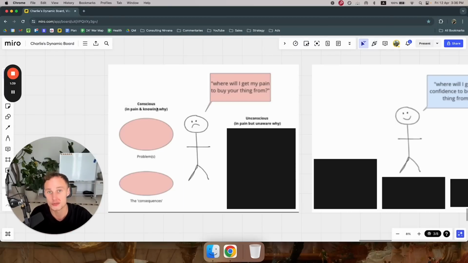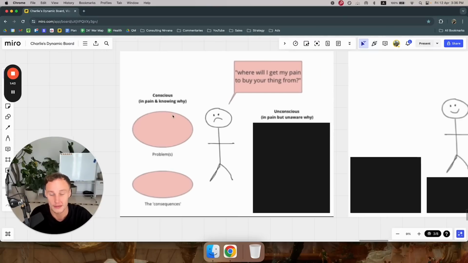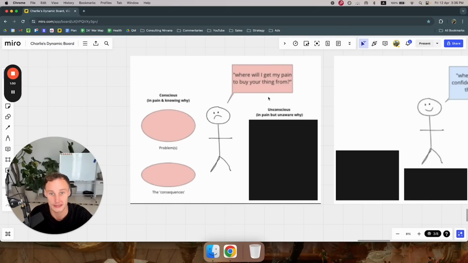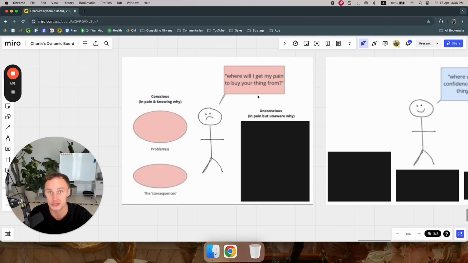The first thing we can do is look at the conscious mind of the prospect. This is because they're in pain and they know why. So where is the prospect going to get the pain to buy your thing from? Because pain is the only thing that's going to really move them towards actually doing anything. The first principle of the human condition is pain avoidance. And so if you think, why does someone do something? It's usually to avoid pain.